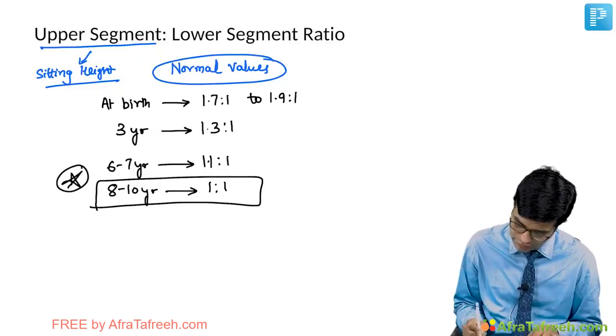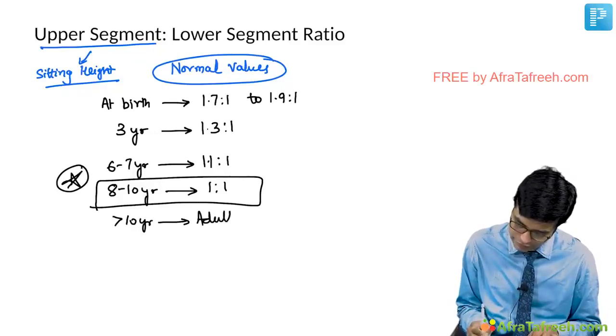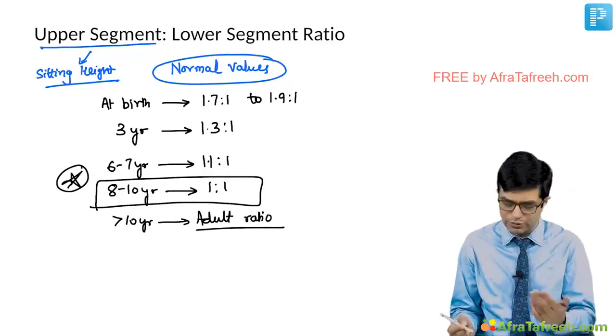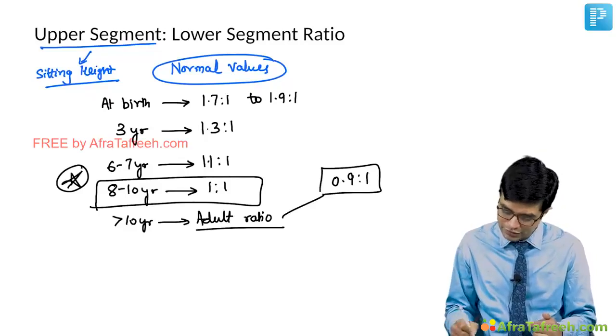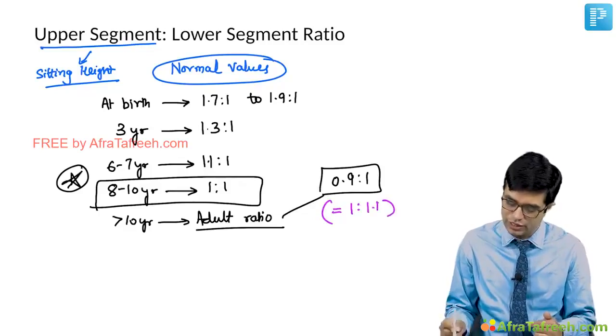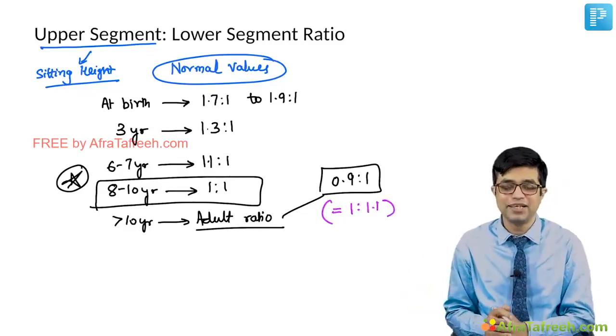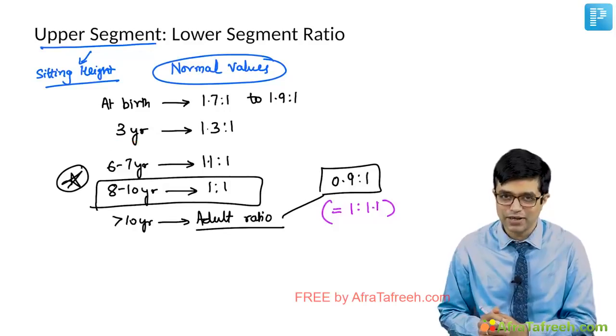And beyond 10 years, the adult ratios are attained. What is the adult upper segment to lower segment ratio? In you and me, it is 0.9:1. Sometimes 0.9:1 is also written as 1:1.1. So, different ways of saying the same thing in MCQ entrance exam.